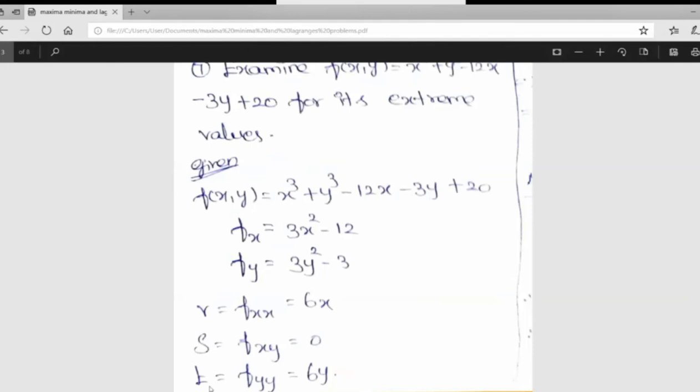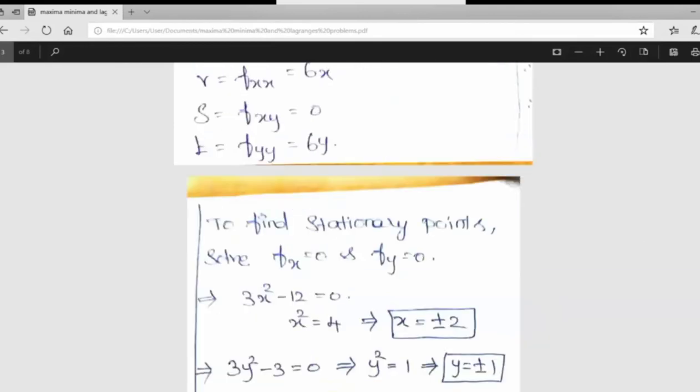Next, we can come to our t value. T value means you have to differentiate fy with respect to y itself. So you have to differentiate 3y square minus 3 with respect to y. Here there is no y in the second part. So differentiating 3y square, you will be getting 6y. So this is the value for our r, s, t.